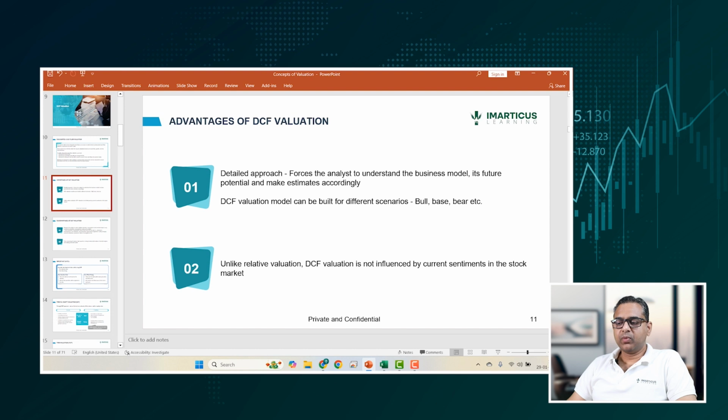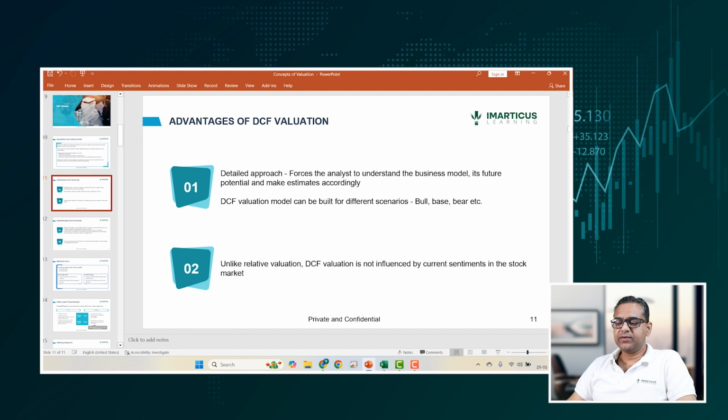And that valuation model can be built for different scenarios. Bull case, when the growth is more than what we expect, there is always uncertainty. So the future may turn out to be better than we thought. So that is like the bull case. Base case is what we are working with, and bear case is when the future doesn't turn out to be as good as we thought it would. So for different scenarios, we can come out with different values.